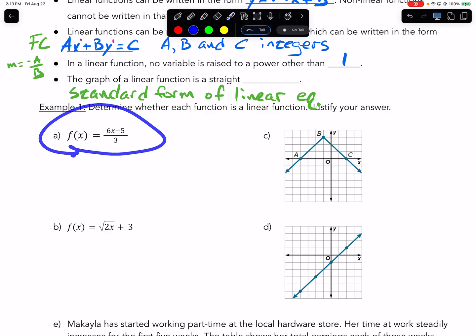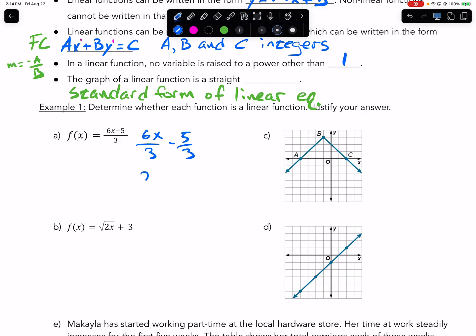It's x to what power? X to the first power, so yeah, it's linear, right? We could rewrite that equation like this. We could also rewrite that equation like this. It's the same equation written 3 different ways, and they're all linear. So yes, that is linear.